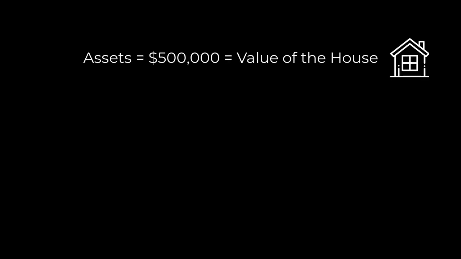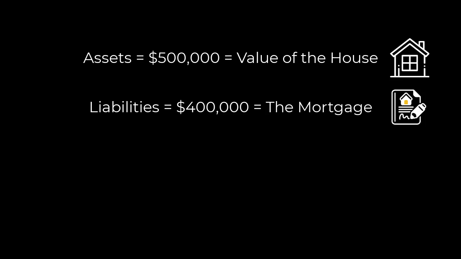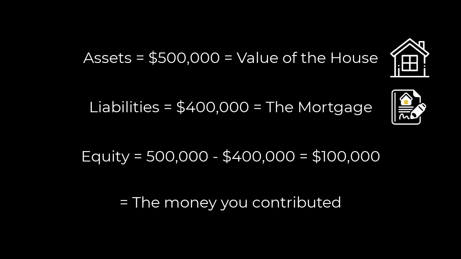Your assets are $500,000, the value of the house. Your liabilities are $400,000, the mortgage from the bank. Your equity is the difference between the two. $500,000 minus $400,000 equals $100,000.